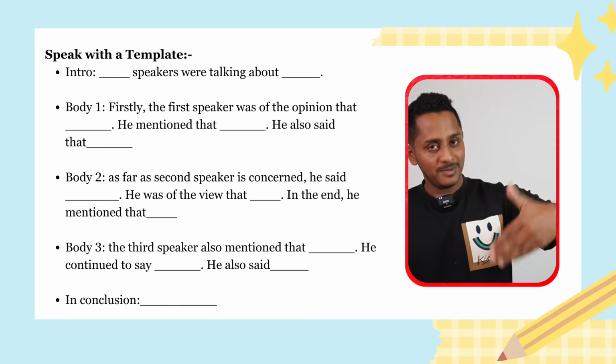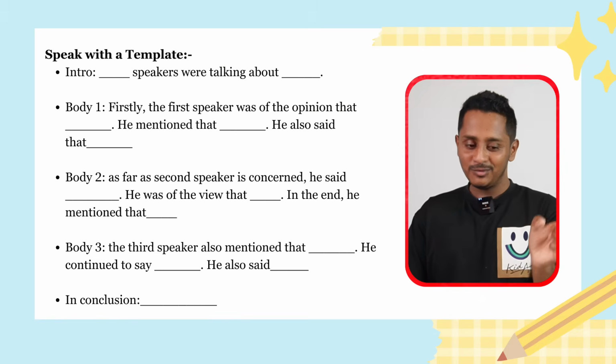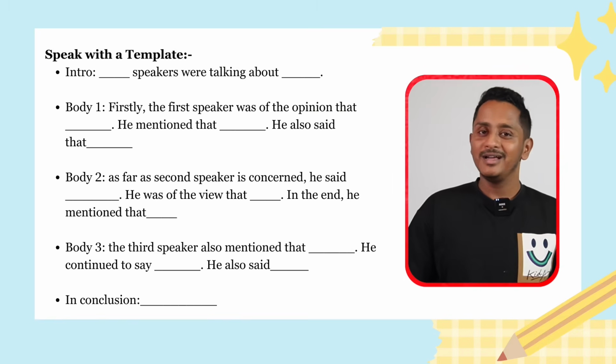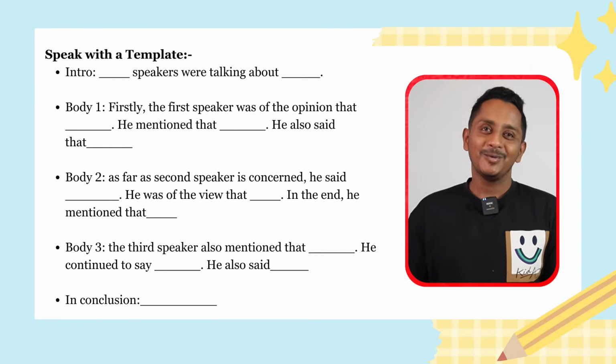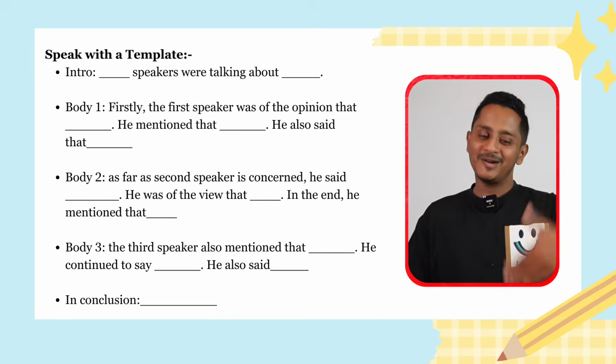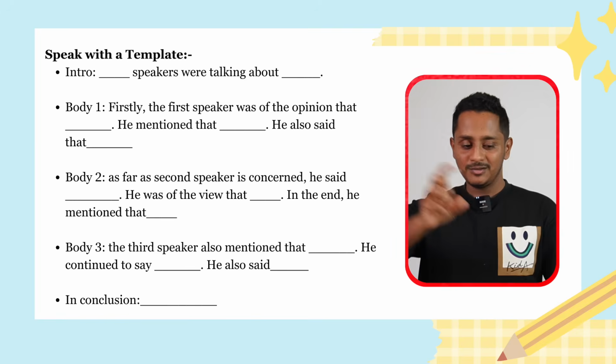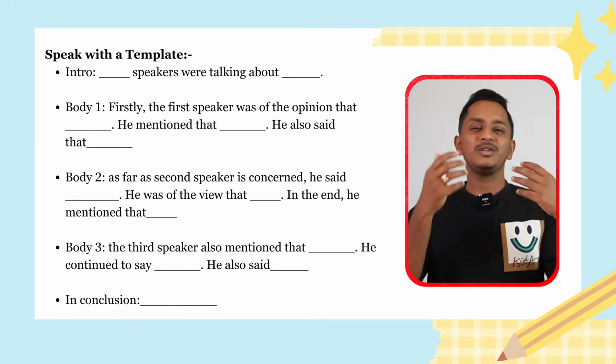Then body 2 will be speaker 2. As far as the second speaker is concerned, he said dash, he was of the view that dash. In the end he mentioned that. If it is she, you say she. But if you get confused, he or she, it doesn't matter, speak something. Then body 3, the third speaker also mentioned that. He continued to say dash, he also said dash. In conclusion, you can use this template.